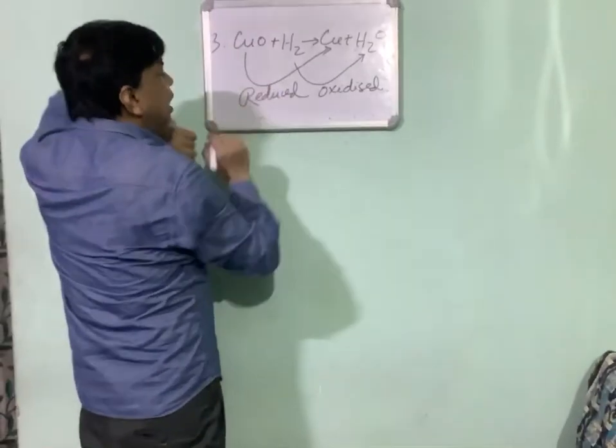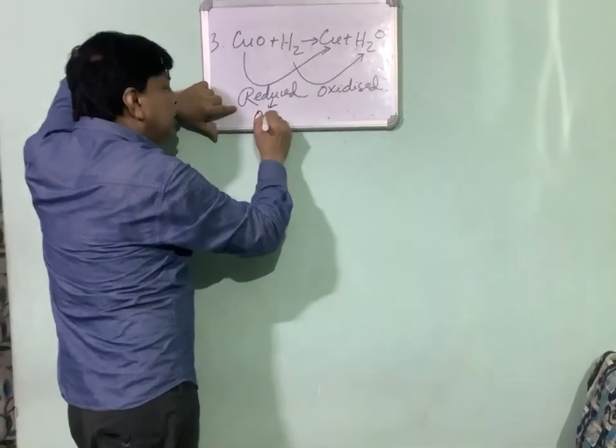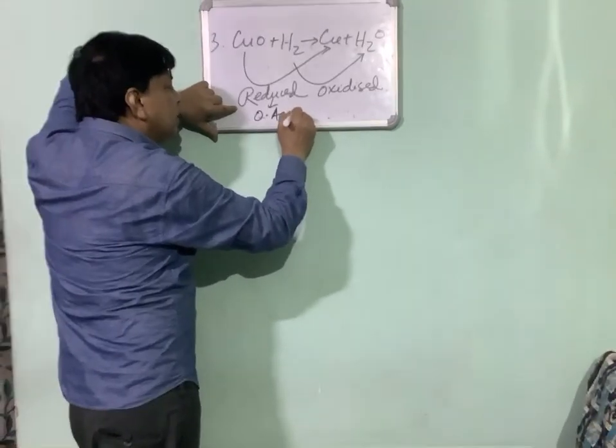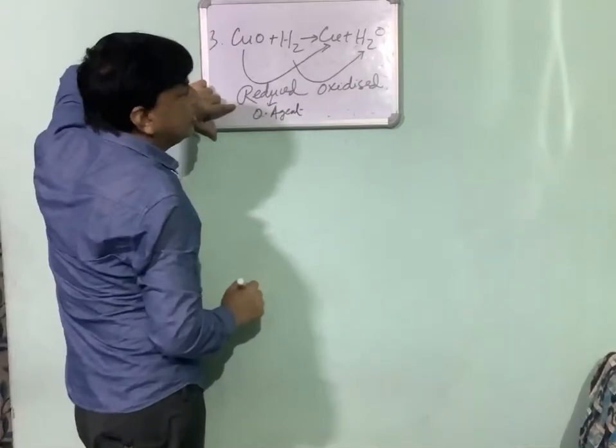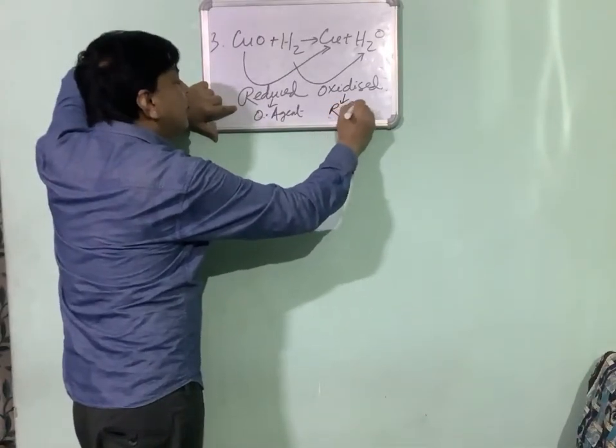So in this reaction, the substance which is reduced will be the oxidizing agent, and the substance which is oxidized will be the reducing agent. Is it clear?